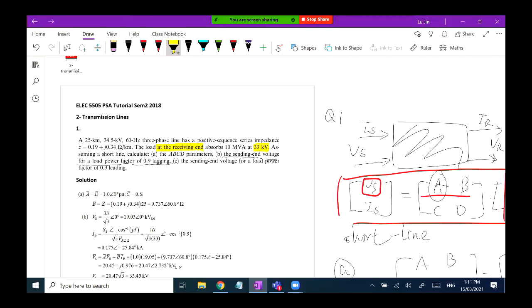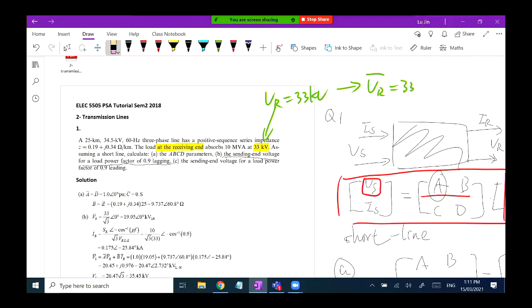So even though we have only the single magnitude for VR, let me slow down. The magnitude of VR is 33 kilovolts. But because VR is used as the reference, the vector VR, with a bar on top of it, is actually 33 kilovolts. I put the kilo at the end.